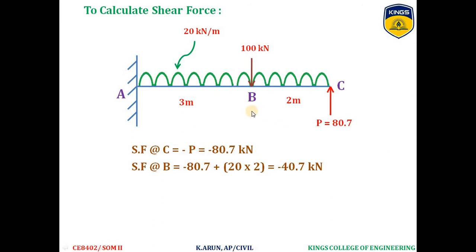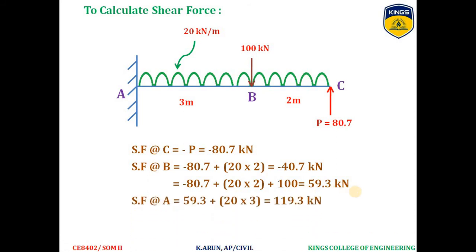But at the point B, I am having another point load, so I am going to add that also. So minus 80.7 plus 20 into 2. Since B is located at a distance of 2 meter from C, I am taking 2 meter, plus I am adding the point load 100, which equals 59.3 kilonewton.